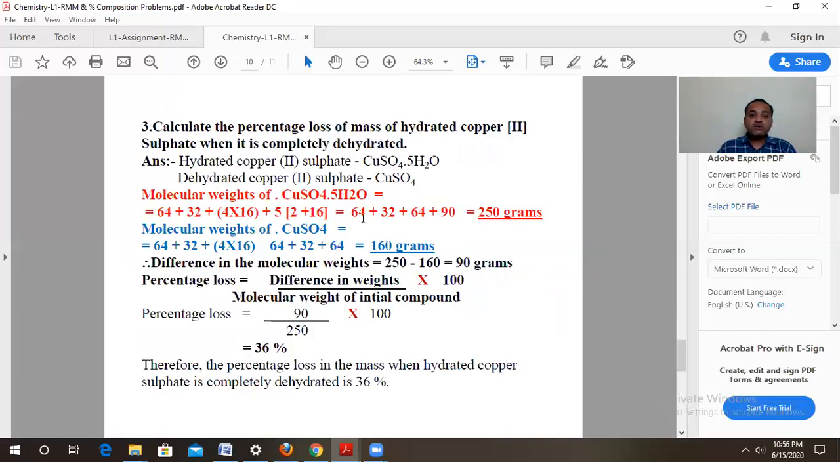Next one, calculate the percentage loss of mass of hydrated copper sulfate when it is completely dehydrated. So copper sulfate, you are going to completely dehydrate, remove the water molecule. And you have to find out what is the loss in percentage. That means how much percentage of mass will be reduced. Let us see this step by step firstly. Dehydrated, you are removing the water molecule.